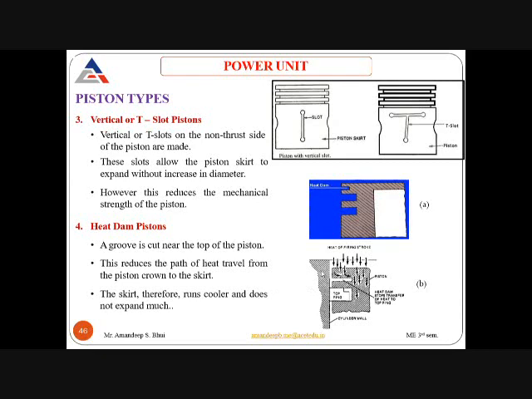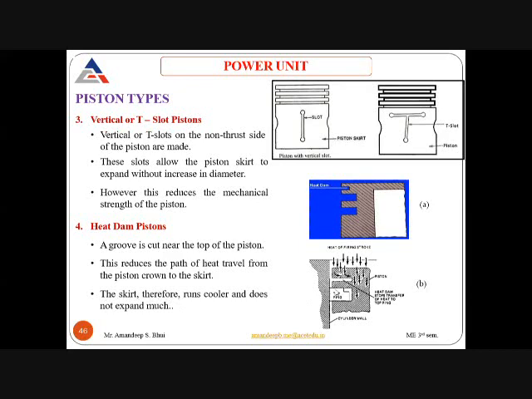Now this is my cylinder side and this is my piston side. There is this groove cut. This is your heat dam. The heat that is coming from the combustion moves to this dam and does not move directly downwards towards the piston rings. It is diverted onto the right hand side and then moves downwards into the piston. This reduces the path of heat travel from the piston crown to the skirt, and the skirt therefore runs cooler.